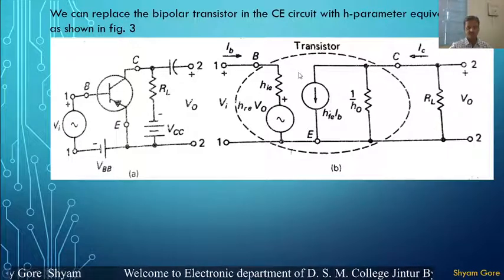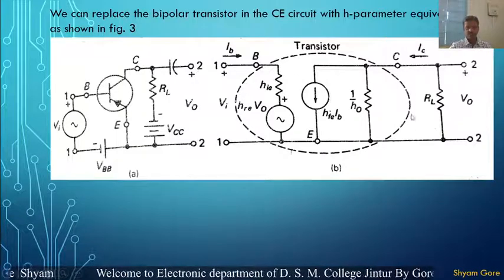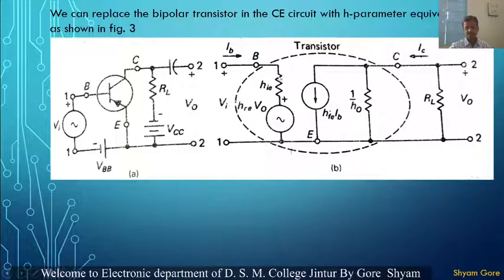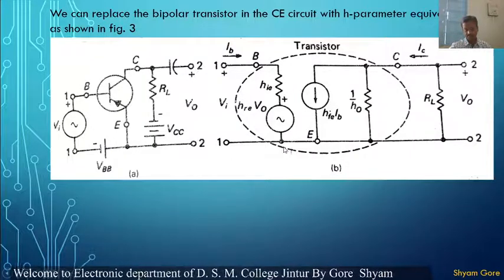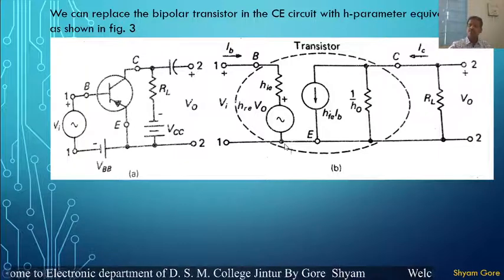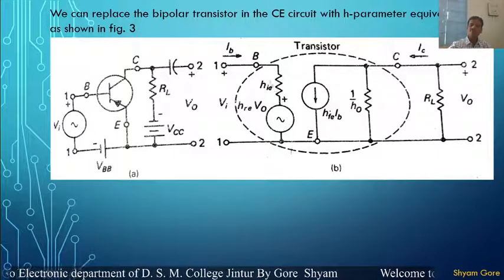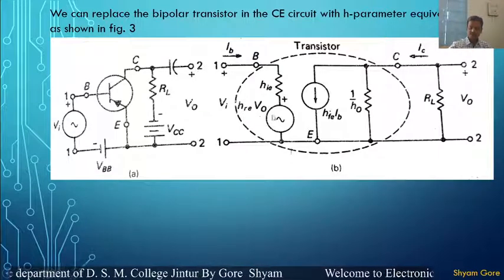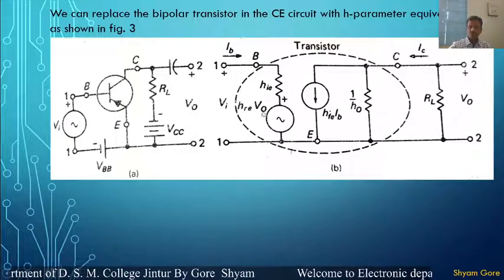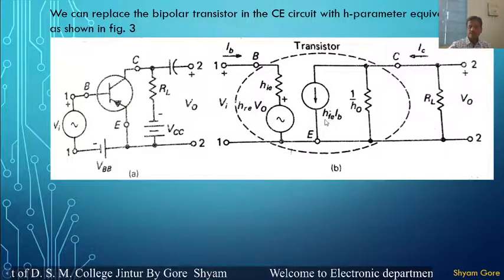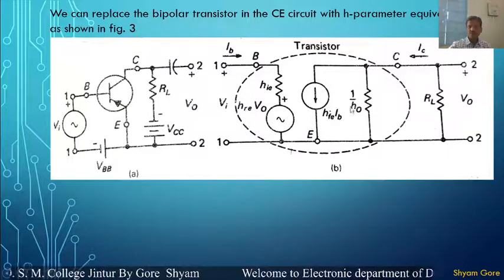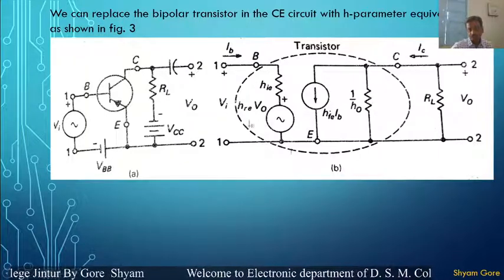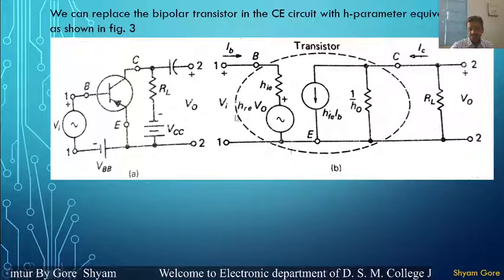This is the H parameter equivalent circuit, and this is the transistor. Or for the transistor, we represent the transistor in this way. As you know that the H parameter equivalent circuit has input impedance, that is the Hi, and reverse voltage gain, that is the HRE into VO, the forward current gain, that is the HFE into IB. This is the output admittance, that is equal to 1 divided by HO, and therefore this is the transistor.